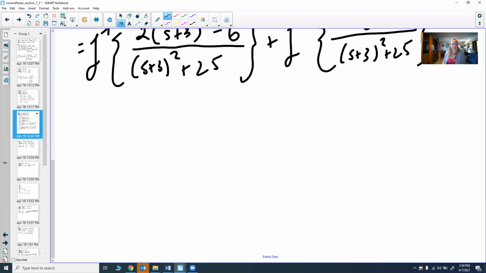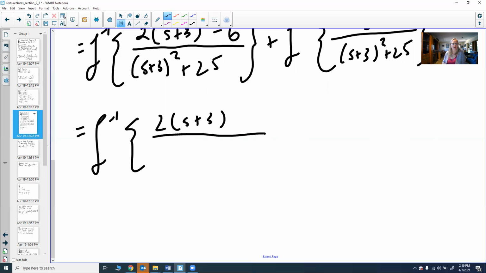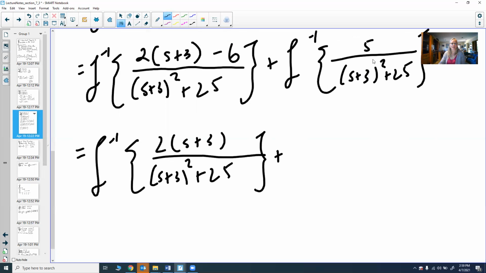All right, so I've done that. Now what I can do is separate these out and put this minus 6 over this denominator and combine it with this other one. So I now have the inverse Laplace of 2 times s plus 3 over s plus 3 squared plus 25. So that's my first one. I'm then going to have this minus 6 plus 5. Well, minus 6 plus 5, of course, is just negative 1.